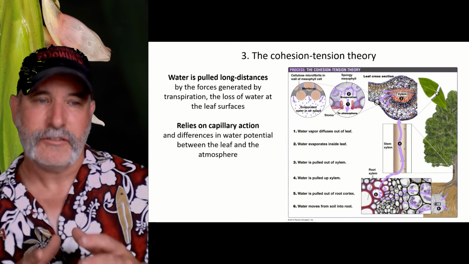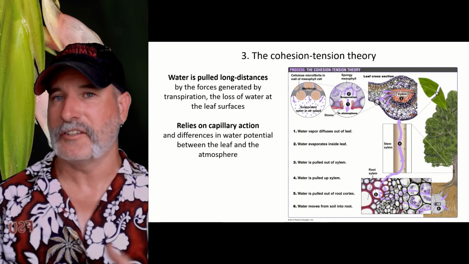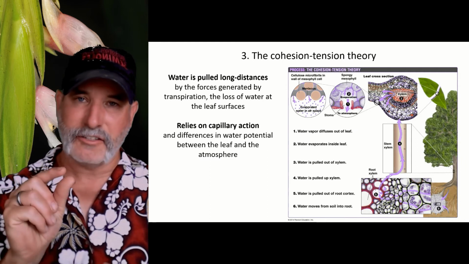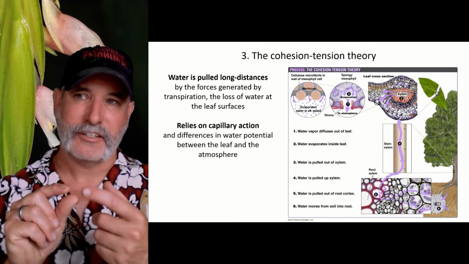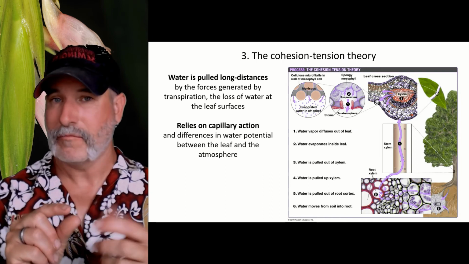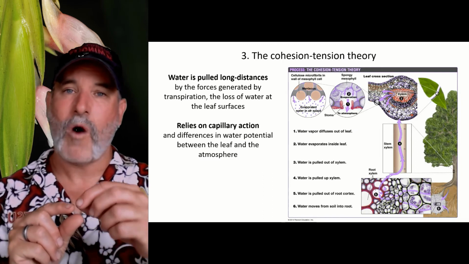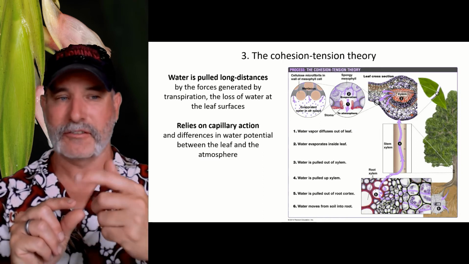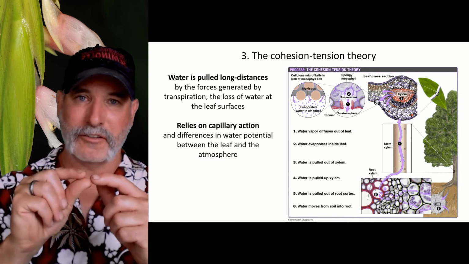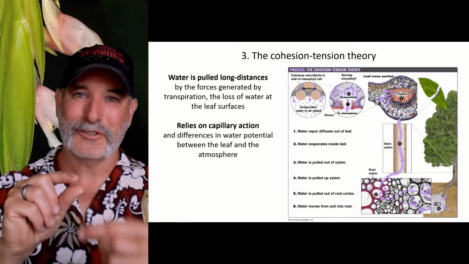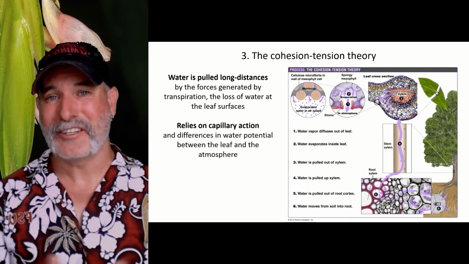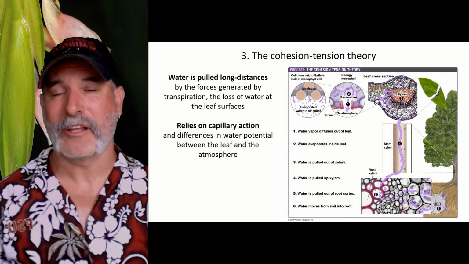So the cohesion-tension theory is kind of an extension of capillary action. The idea here is that you've got these tiny tubes. The water is attracted to itself, cohesion, and to the cell wall of the xylem, adhesion. And what happens is water evaporates from the leaf. There's a meniscus. And as it evaporates, other water molecules move up to take their place, and it pulls water up from the roots. So the cohesion-tension theory is relying on capillary action.